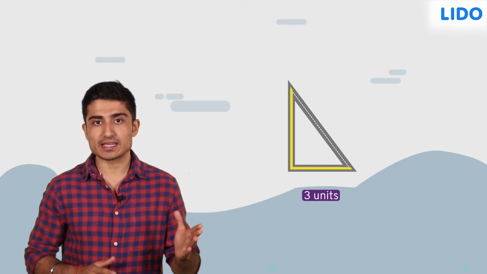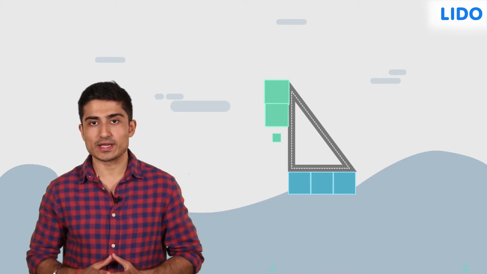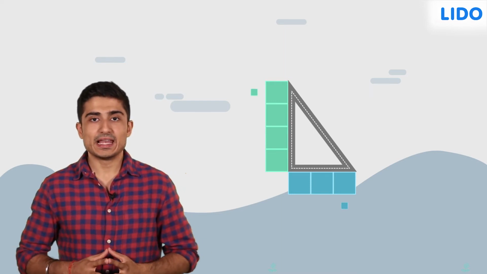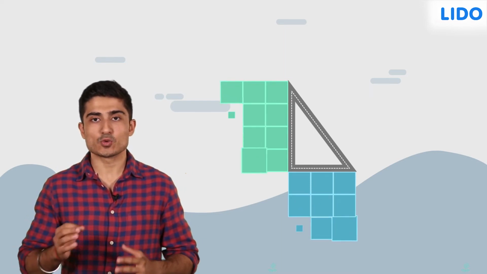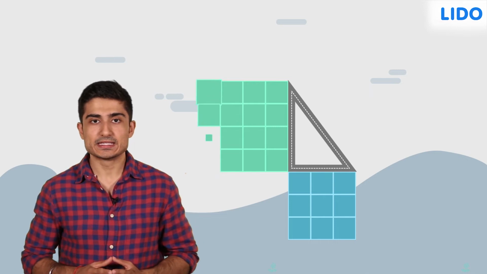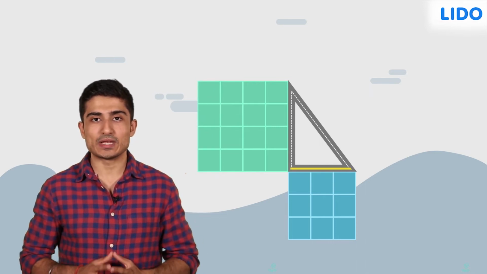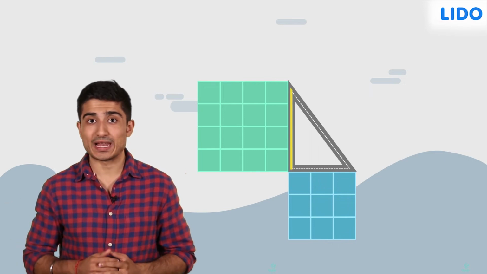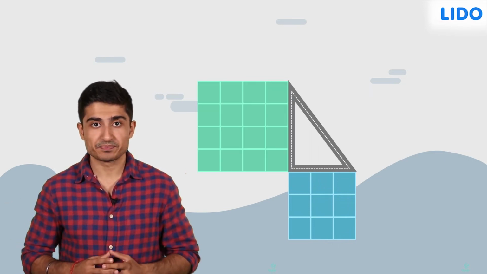The two smaller sides of the triangle measure 3 units and 4 units. We can arrange 3 unit squares along the side measuring 3 units and 4 unit squares along the side measuring 4 units. Next, let's add more unit squares to make square grids on both these sides. The side with length 3 units will have 9 squares in the grid. Likewise, the side with 4 units will have 16 unit squares.